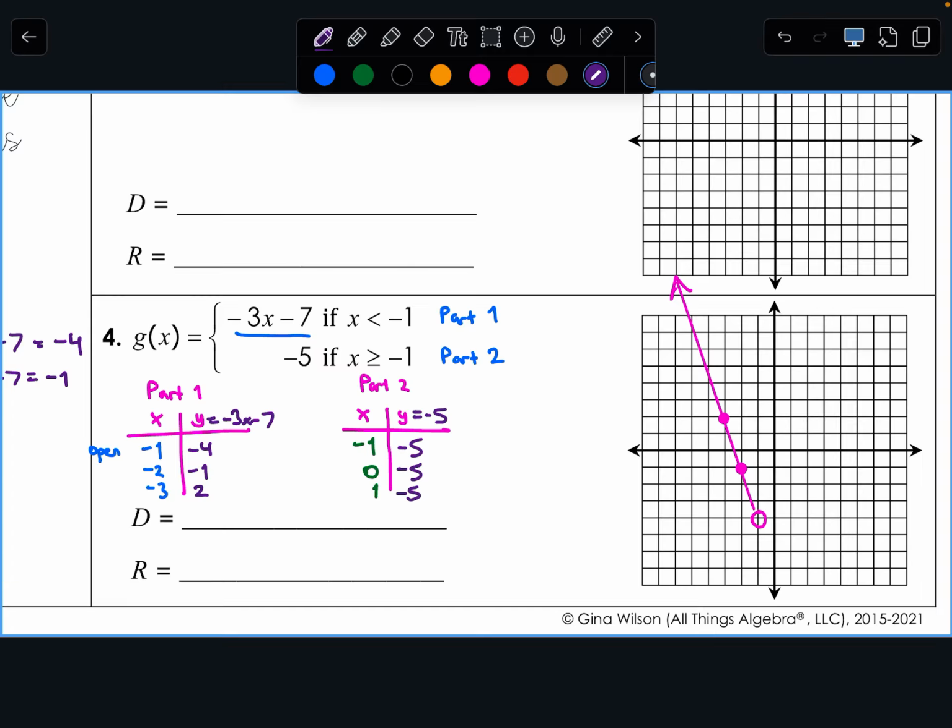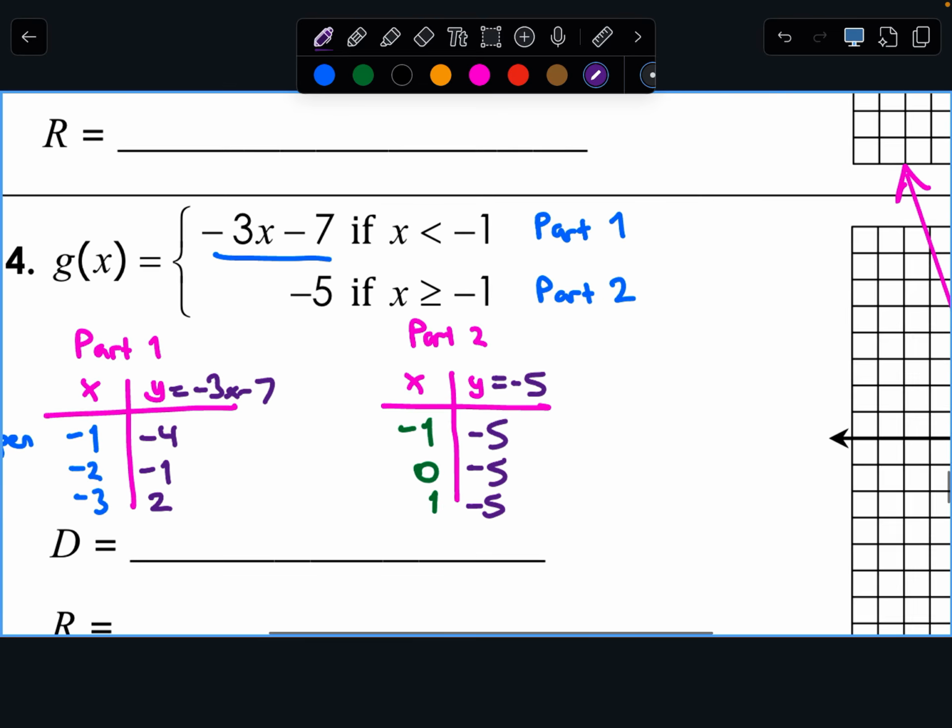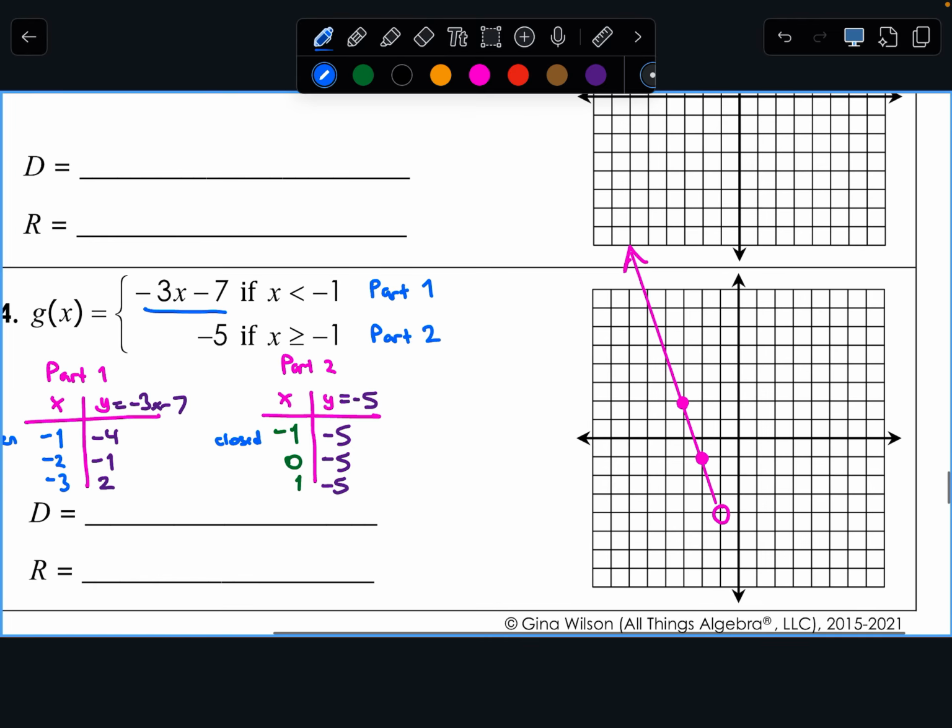So I'm going to plot my points. Oh, by the way, is -1, -5 going to be an open or closed circle? Why is it closed? It says greater than or equal to, right? Very good. So I'm going to go ahead and put closed beside it. Okay? So now, all we're going to do is plot those points.